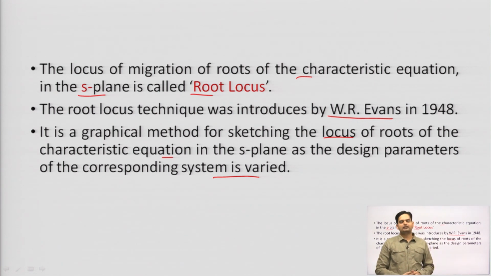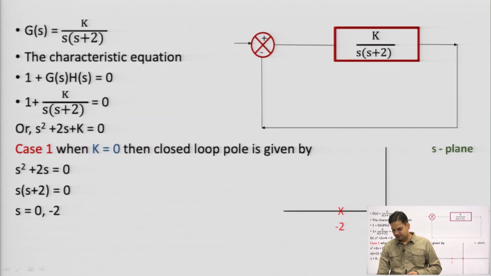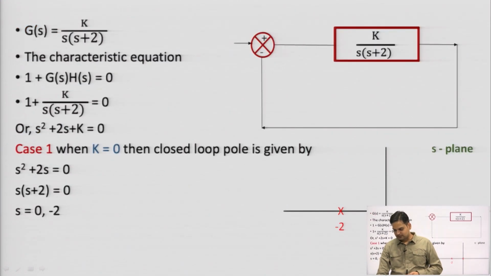As we vary the value of k, different roots will come, and basically they are the locations of the closed loop poles. If you join all the closed loop pole locations, you will get a graph, and this graph is the root locus. To understand it, we have to go for the angle and magnitude condition. I will explain angle and magnitude in the next lecture. First, we would like to see the basics of this root locus.